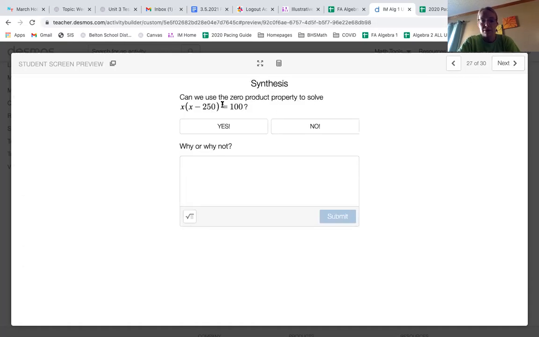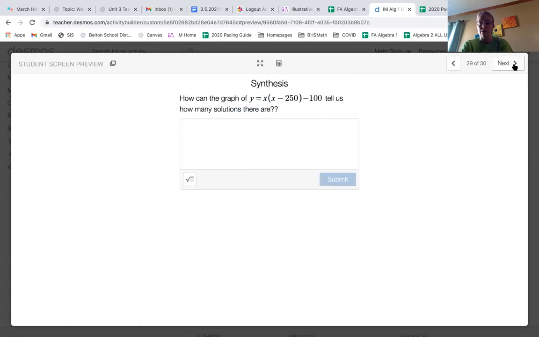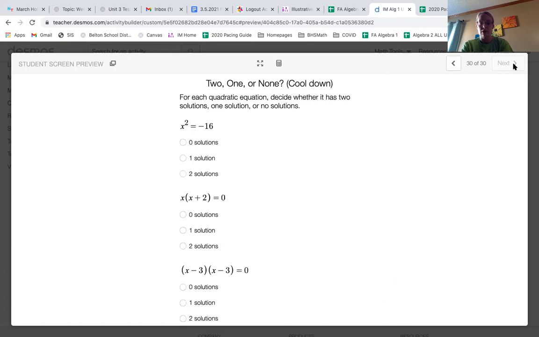Can you use the zero product property here? No. What does this equal? 100, not 0. My answer is no. If we were going to solve something when it equals 100, you move the 100 over and graph. We'll show you how to solve those for realsies without a graphing calculator. You could also do that on a graphing calculator.